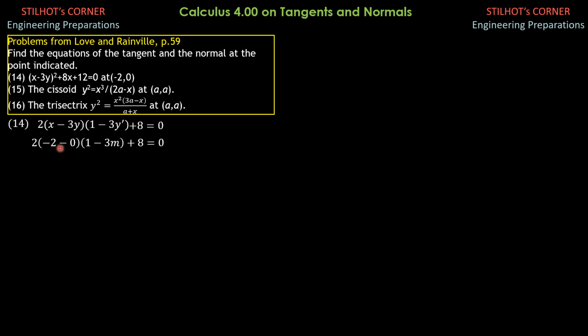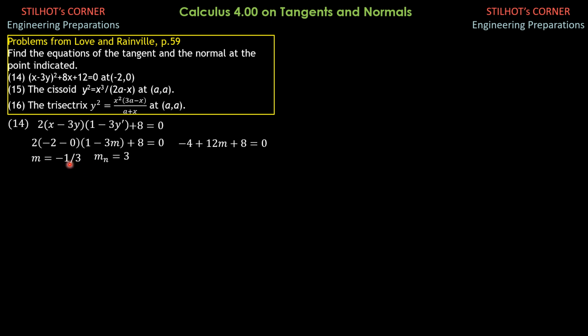This is -4 times 1, and -4 times -3m is 12m. So -4 + 12m + 8 = 0. Therefore 12m = 4 - 8, so m = -4/12. The slope of the tangent is -1/3. And therefore the slope of the normal is the negative reciprocal of -1/3, so 3.